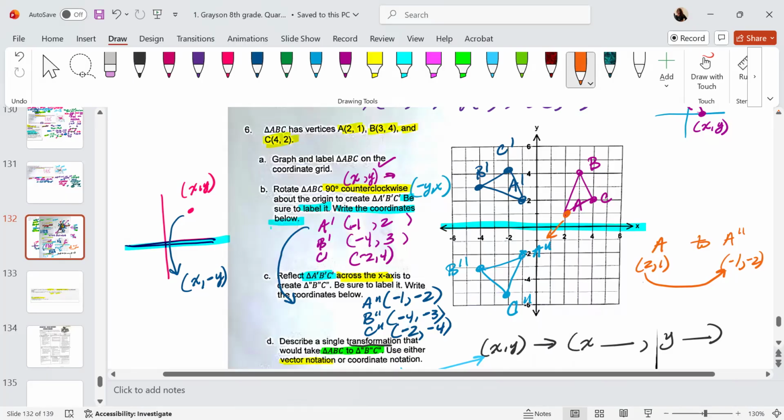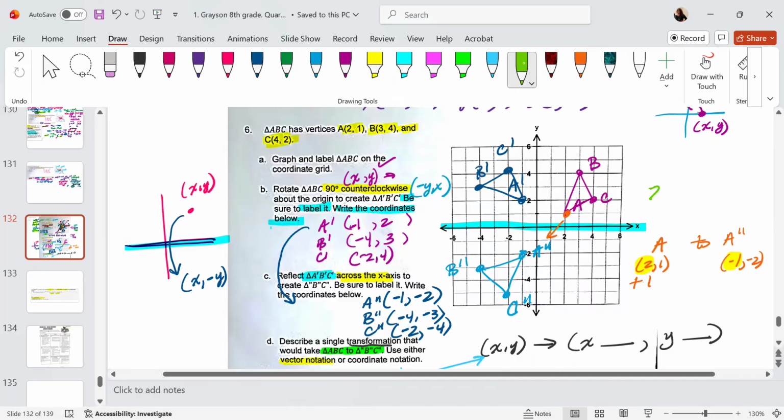-6 and -6. 2 minus 6 does not give you -1. How are you going from A to A double prime? How are you going from 2 to -1? 1 and -1. 2 plus 1 is 3. How do you get from this to this?